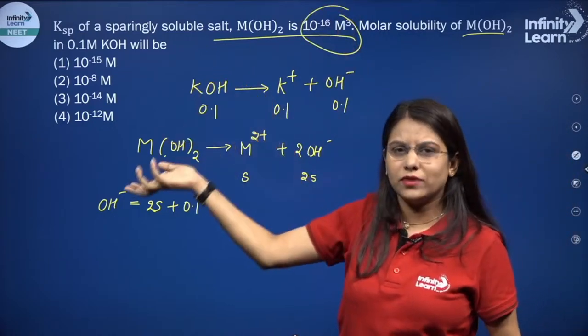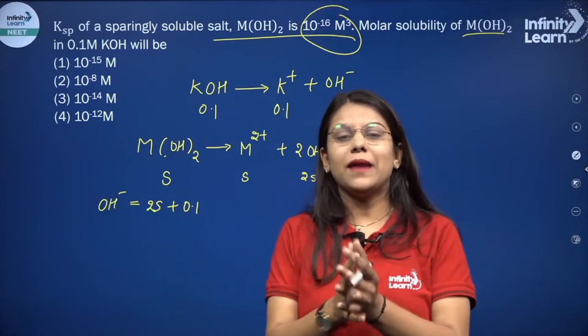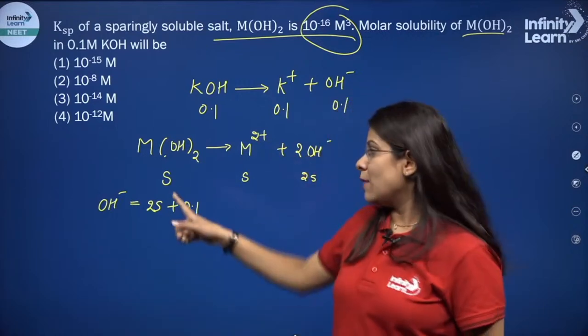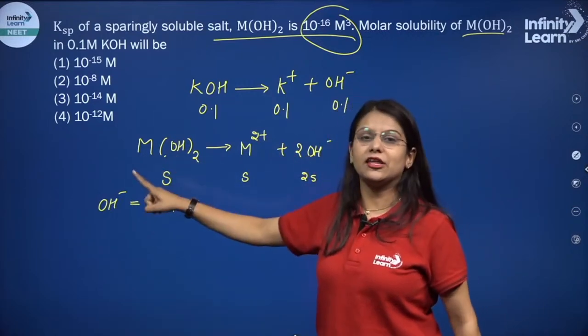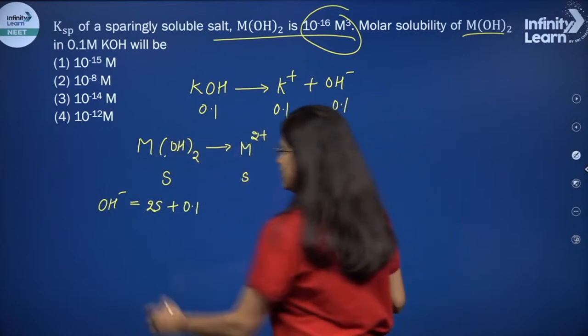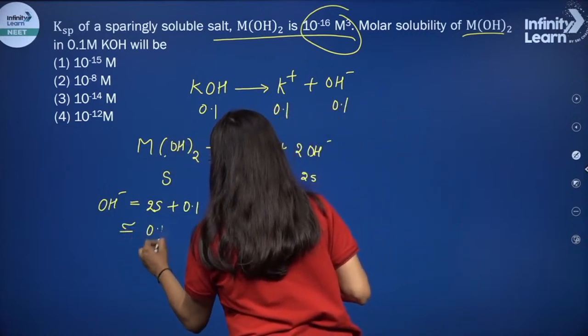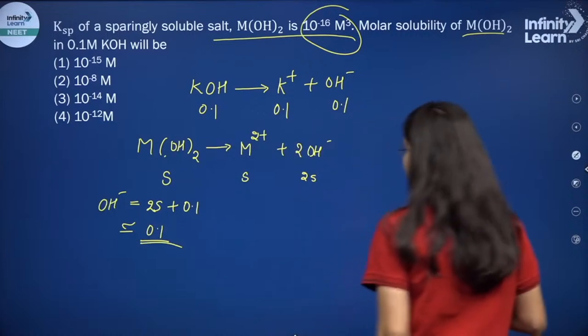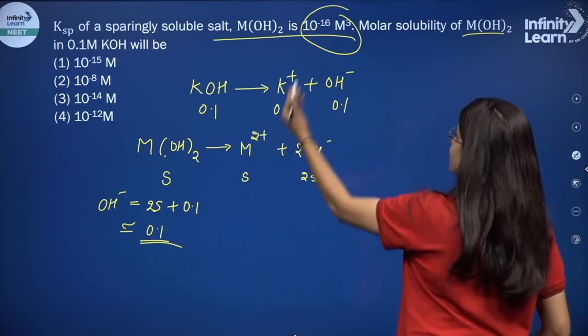The value of S, you can see that KSP is very less, and KSP we are actually getting from S only. S se to aata hai. Jab hum multiply karenge, value kitna kam aa raha hai? To hum 0.1 se ye jo solubility ki value hogi, it will be less. So it will be approximately 0.1, right?